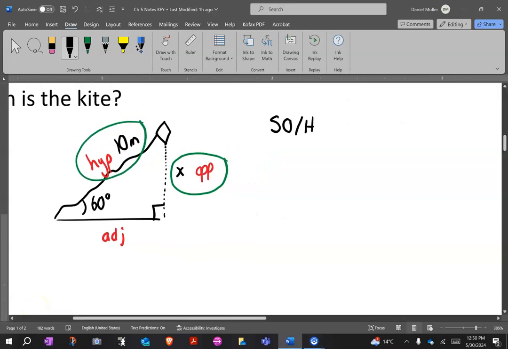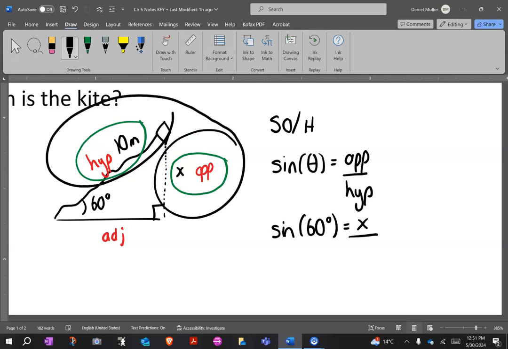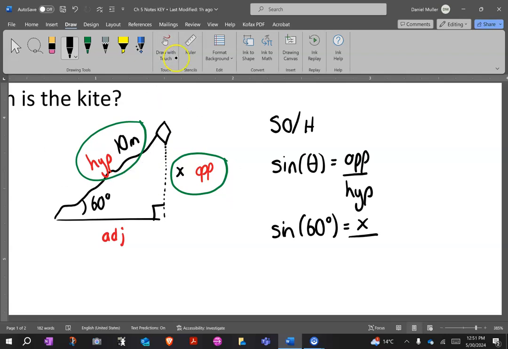Okay, so let's see here. The formula: sine of some angle theta equals O over H, so opposite over hypotenuse. And now I can fill in the two things that I know. So sine of 60 degrees. Theta is given as 60 degrees. The opposite is just an x. I don't know it yet. And the hypotenuse is 10, so I'll put 10.